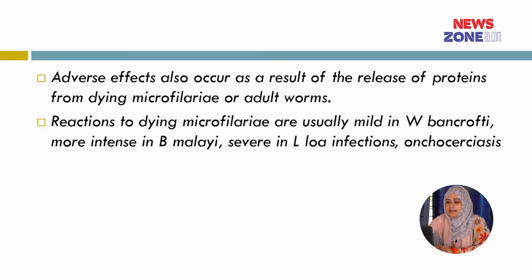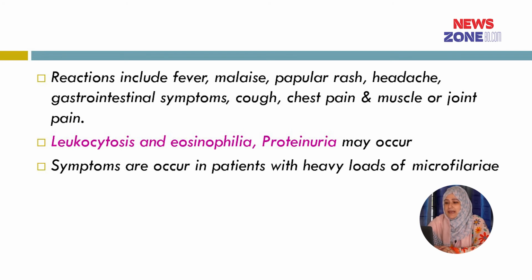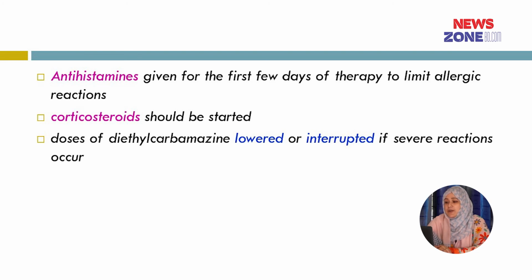Adverse effects also occur as a result of release of protein from the dying microfilariae or adult worm. The reaction to dying microfilariae is usually mild in Wuchereria bancrofti, more intense in Brugia malayi, and severe in Loa loa infection. Reactions include fever, malaise, papular rash, headache, gastrointestinal irritation, cough, chest pain, muscle or joint pain. The symptoms occur in patients with a heavy load of microfilariae. Antihistamines are given in the first few days of therapy to limit the allergic reaction, and corticosteroid should be started and the dose of diethylcarbamazine lowered or interrupted if a severe reaction occurs.